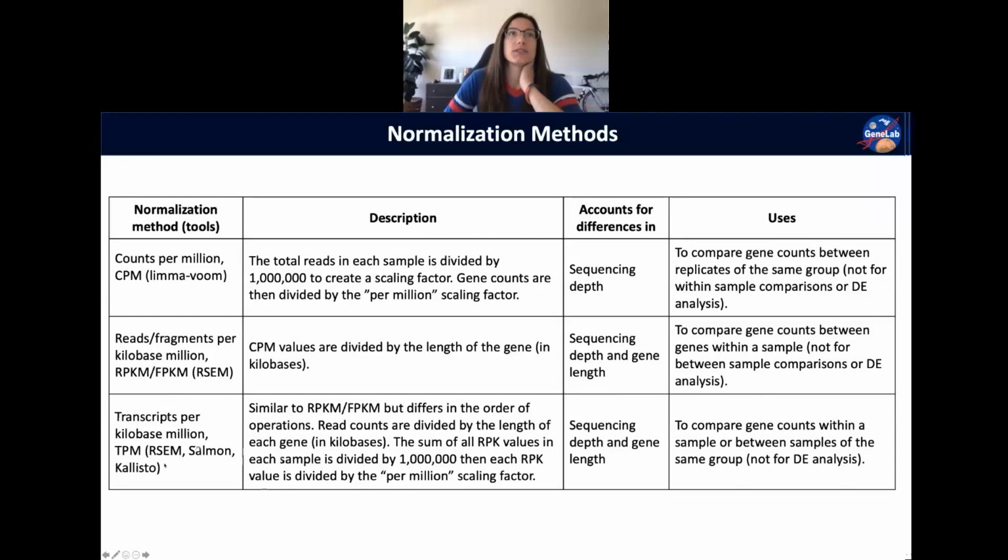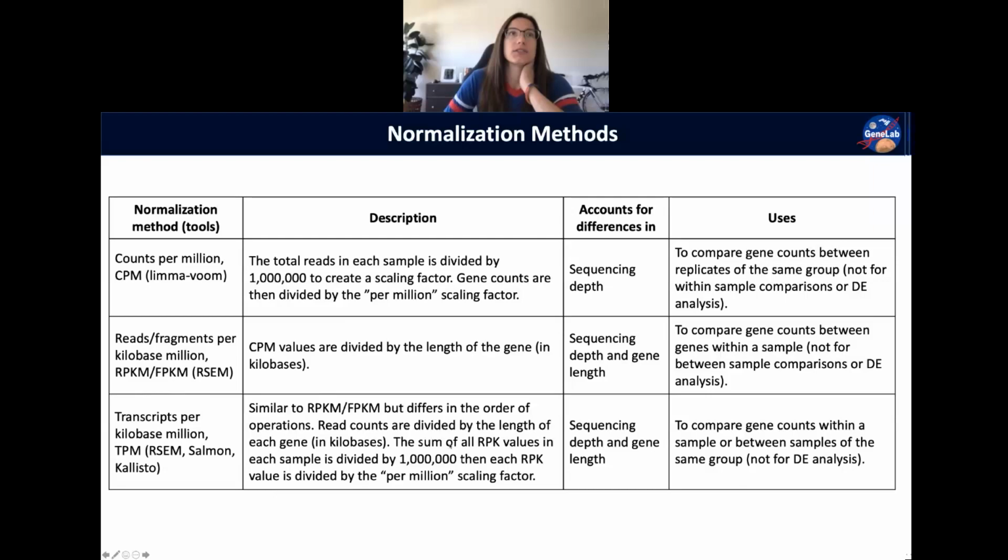The next type of normalization that people do is transcripts per kilobase million, or TPM. This is the other type of normalized counts that RSEM spits out. This is also the type of normalization that Salmon and Kallisto use. It's very similar to the reads per kilobase million or fragments per kilobase million that I just talked about, except the order of operations is kind of reversed.